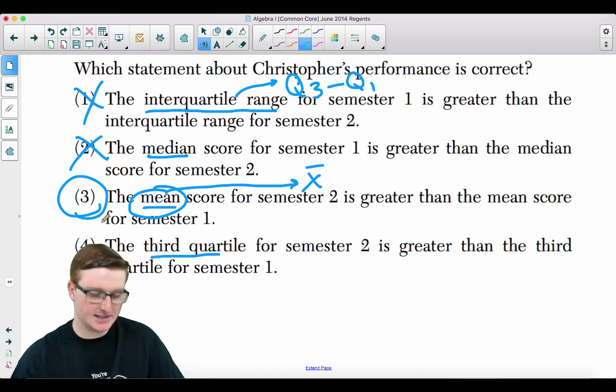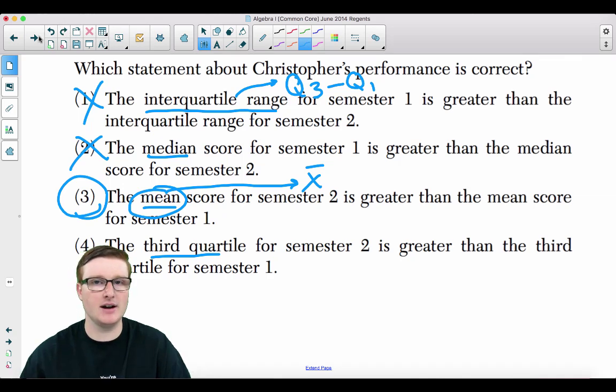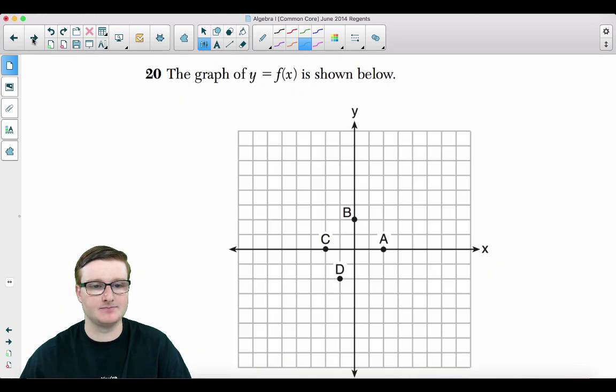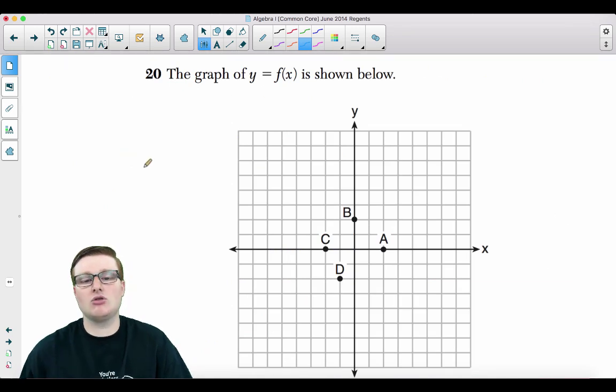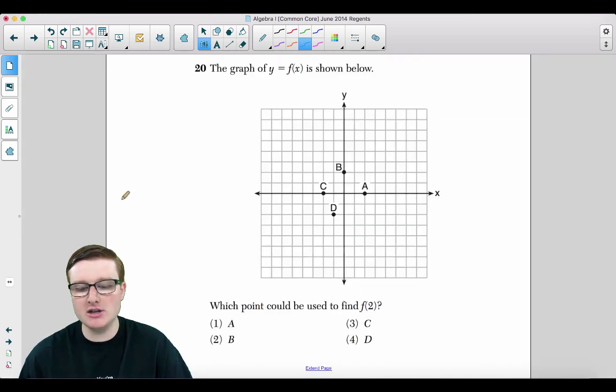So that is, listen to me, that is such a tedious question, but you could get it right every single time. All right? Moving on to question number 20. The graph of y is equal to f of x is shown below. This is definitely a weird looking graph. Which point could be used to find f of 2?